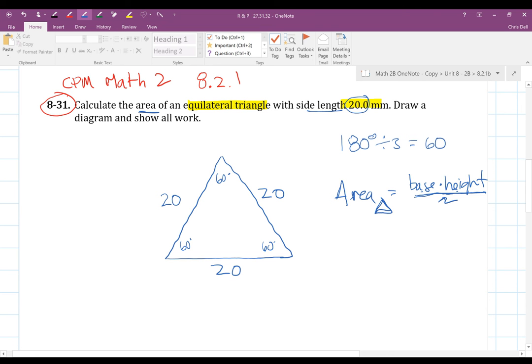So to figure this out, I've got a base. I just need my height. Remember, the height and the base always meet at a 90-degree angle. So I don't have a 90, but I can draw one in, right? I can actually draw in this height at 90 degrees.